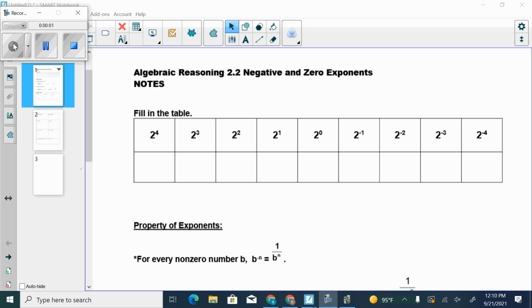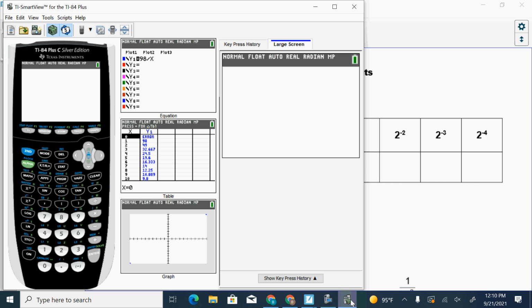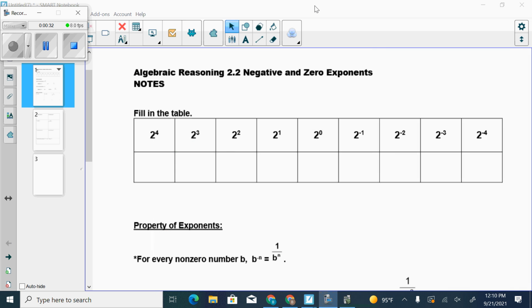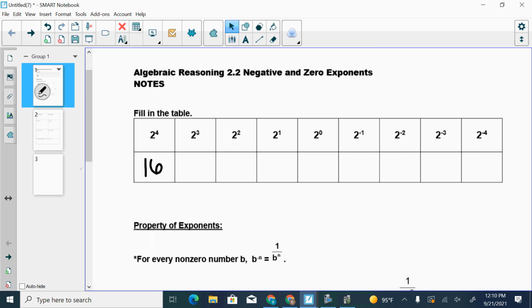The first thing it asks us to do here is fill in this chart. So we should all have our graphing calculator with us. If you want to type in an exponent other than 2, remember you just type the number, so the base, right? Our base here is 2. And then this little button right here, and then you can type in whatever exponent you want. So that first one is 4, so 2 to the 4th. Enter, tells us it's 16, all right? Okay, so 2 to the 4th is 16.